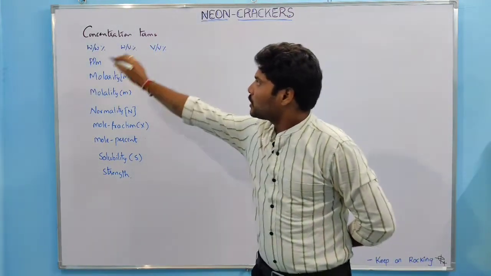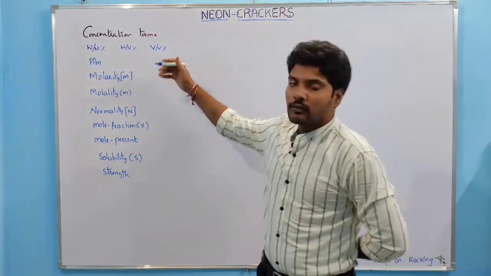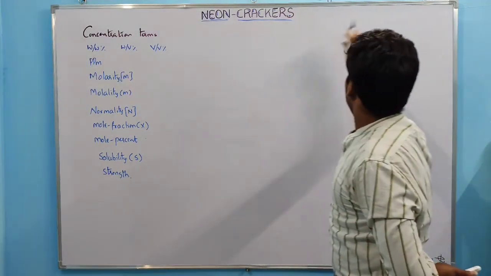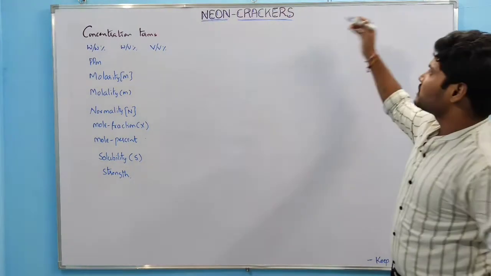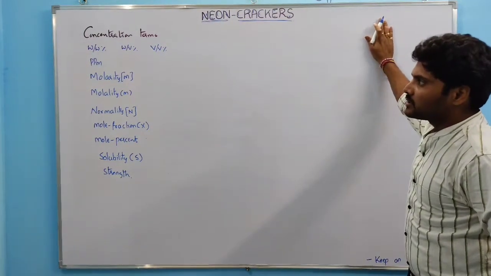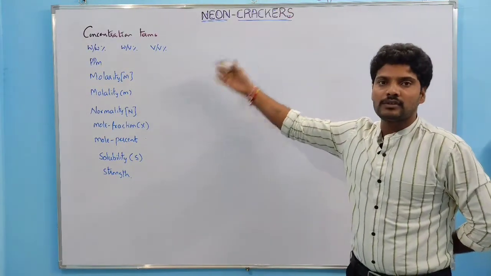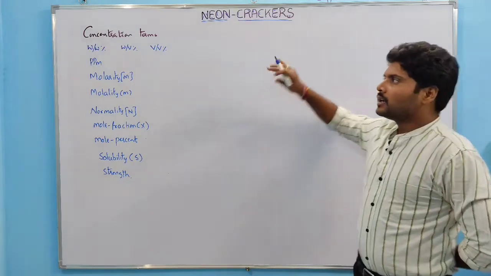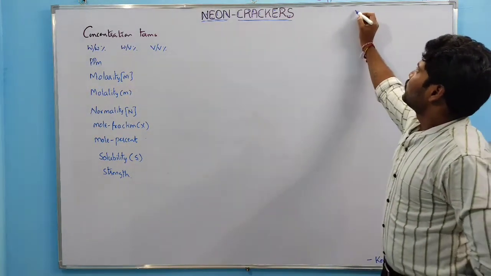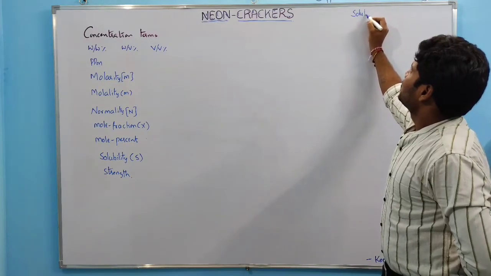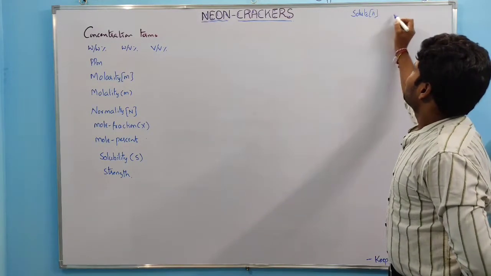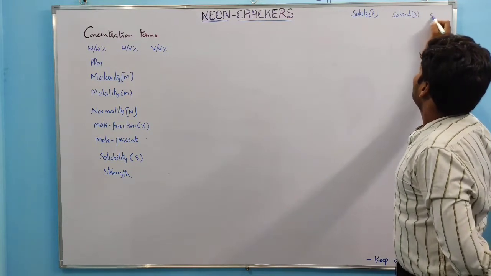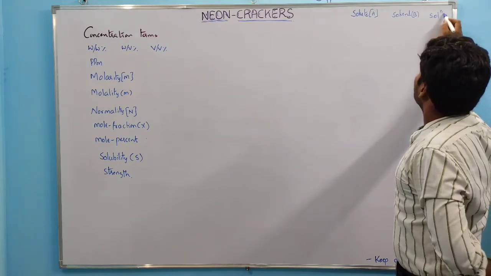First, the simple concentration terms: weight by weight, weight by volume, and the last one, volume by volume. Here there are a few shortcuts in the calculations that we can use every time, because every time we can't say weight of the solute, weight of the solvent, weight of the solution. Writing that is very difficult, so I made a shortcut. The solute is considered to be capital A, the solvent is capital B, and the solution is S.